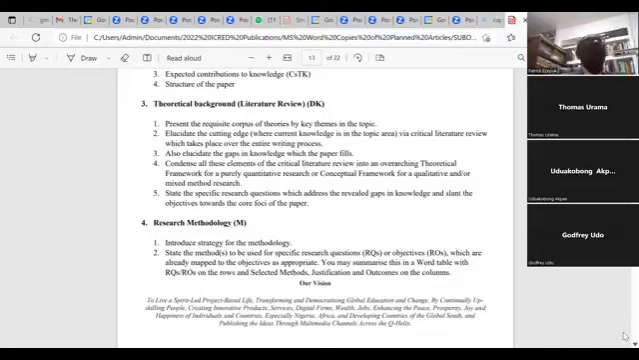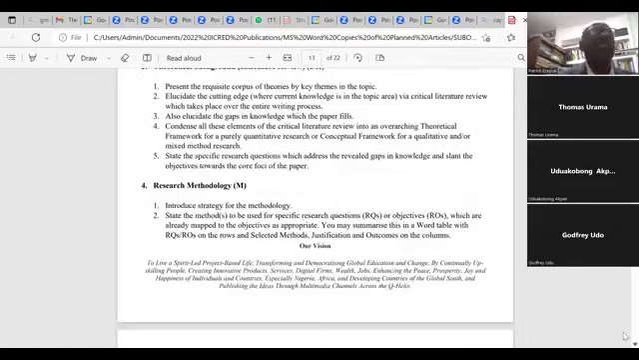But I've seen people who use either, whether it's in science or not. So it's a question of semantic nuance. Number that. So you state the specific research questions which address the revealed gaps in knowledge and slant the objectives towards the core foci of the paper. This is generally the structuring we're talking about.